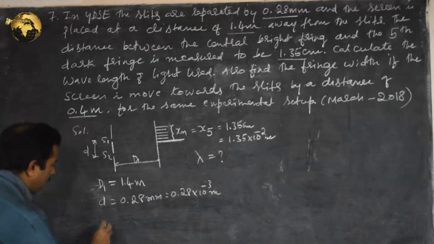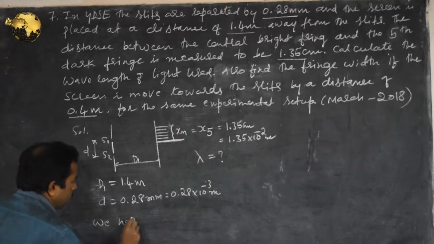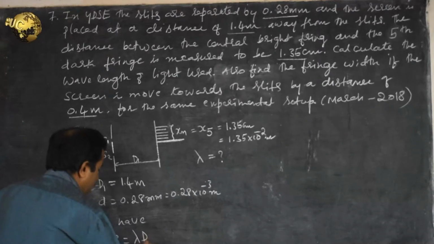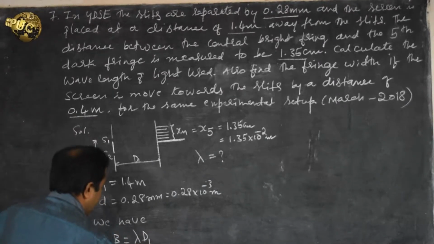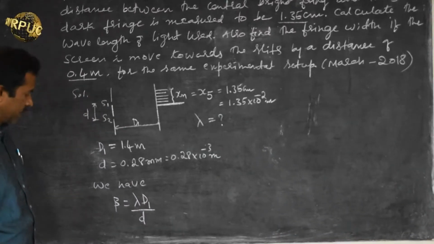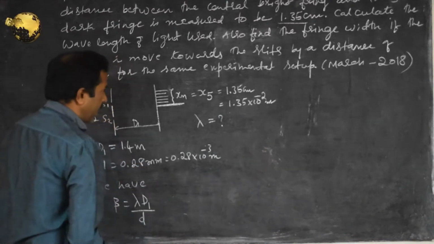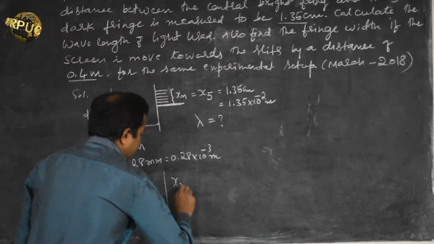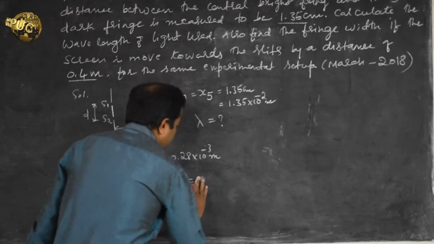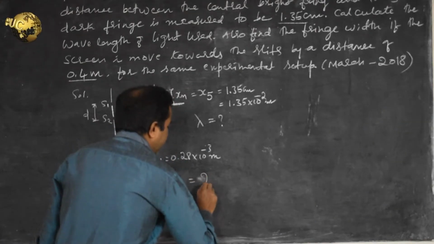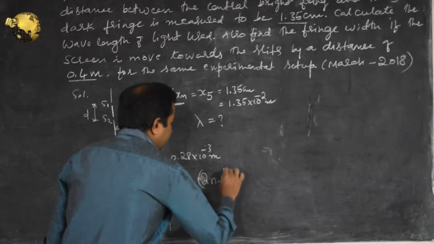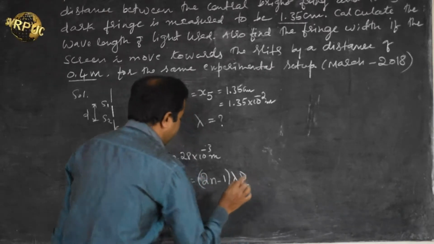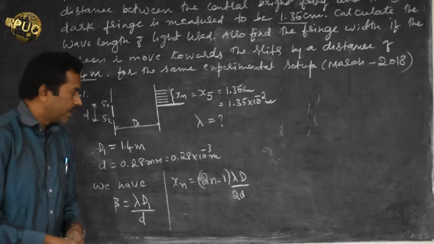In the first case, we have the equation beta is equal to lambda into D1 divided by d. Next, we have one more formula. That formula is xn is equal to, for dark fringes, we have a formula like this: (2n minus 1) lambda by 2d into D. This is the formula for dark fringes.